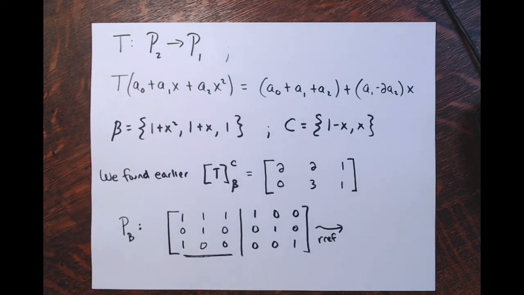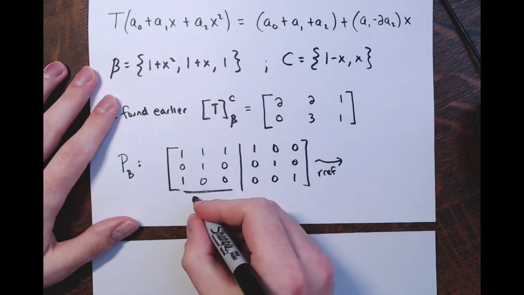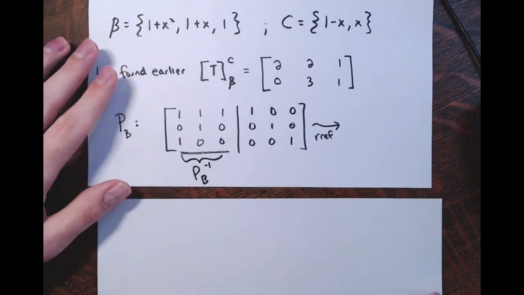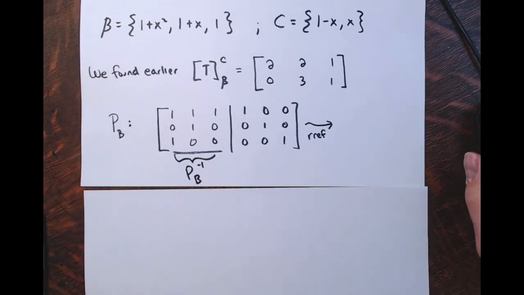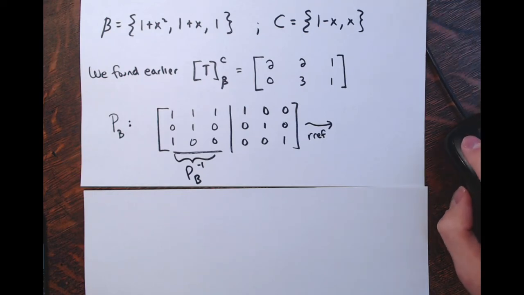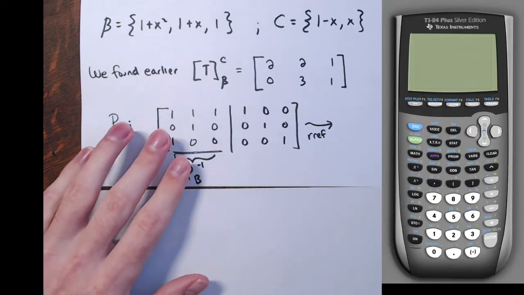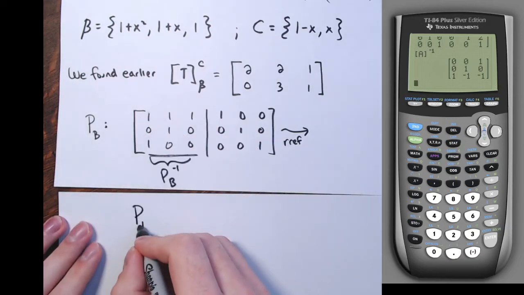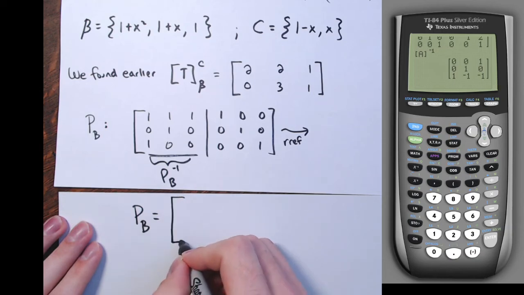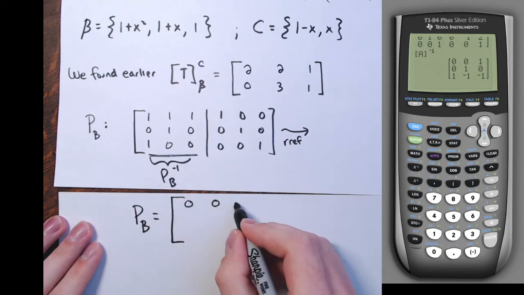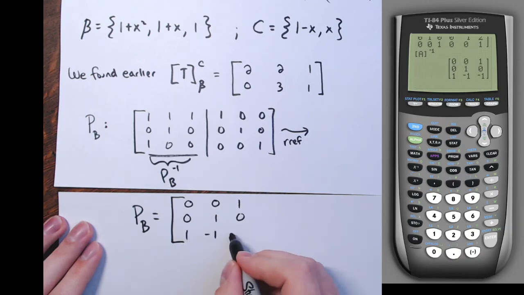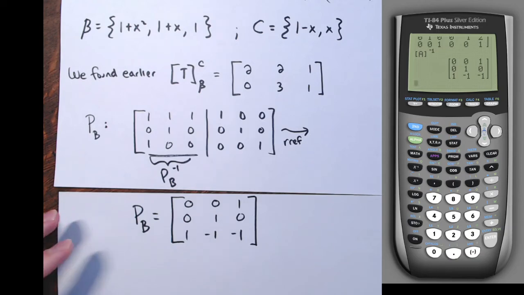All right, and then the inverse, this would be called PB inverse, right? And PB would be the inverse of this. Now I can do reduced row echelon form, or just write the inverse of this, which I'll pull up on my calculator. Alright, so finding the inverse of this 3 by 3, we see that PB is the matrix 0, 0, 1, 0, 1, 0, 1, negative 1, negative 1. Okay, there's PB.